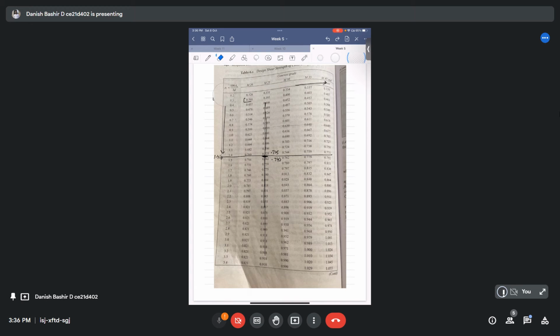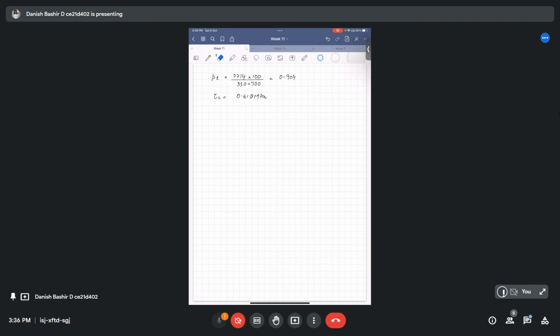One second, I will erase this. We will do this exercise once again. Look here, our PT value is 0.9 something, 0.904, approximately 0.9. Here, M25 concrete is given. Check this column, and where they intersect, take that value. If it lies between 0.9 and 1 value of PT, you have to interpolate between these two values. Hope you got this.